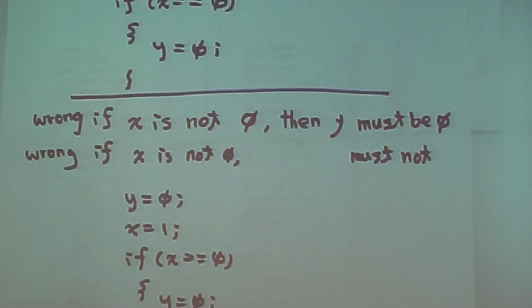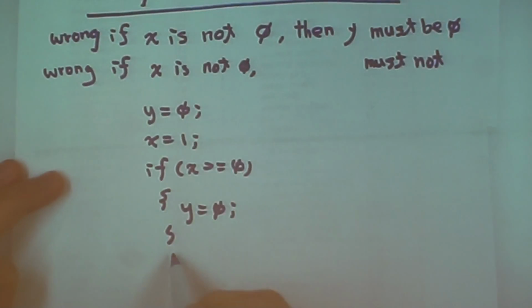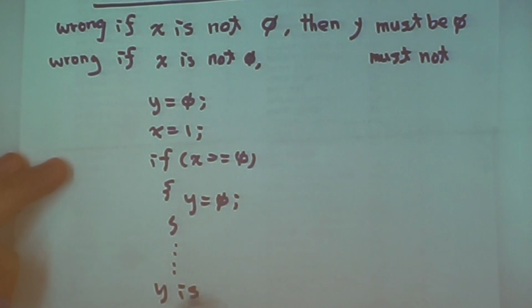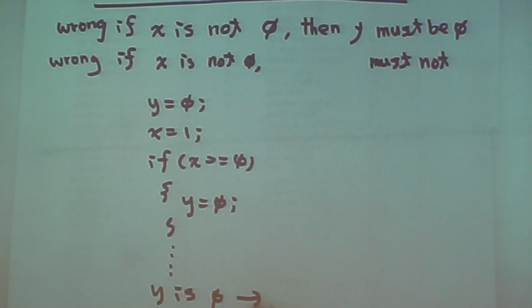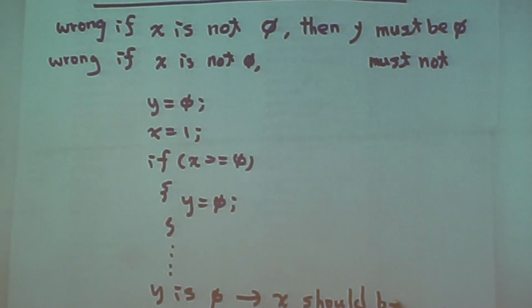Now this is important because I've seen some students get confused about the logic relationship. Somewhere they see y is 0, and then they think x should be 0. Somehow they think that. That is wrong.